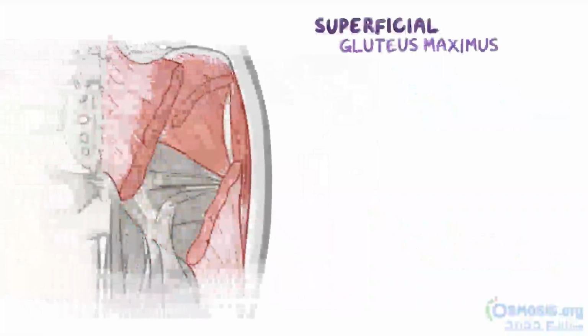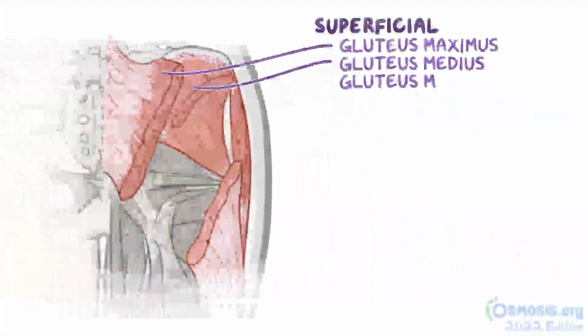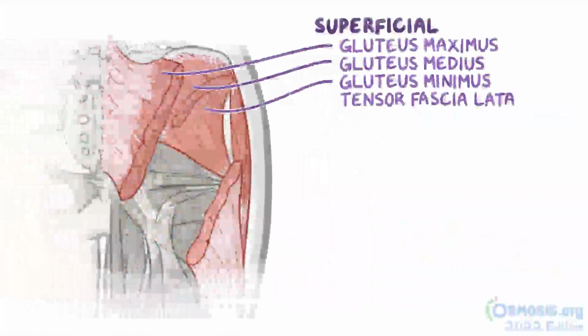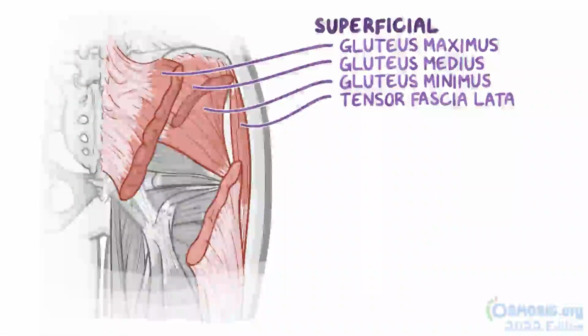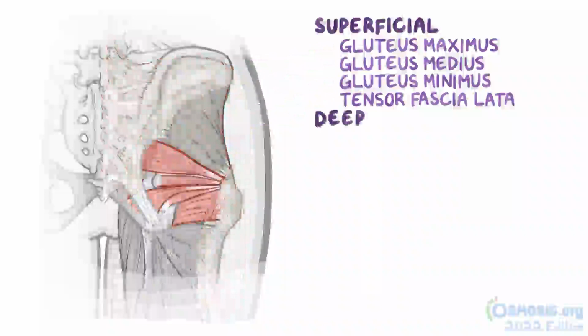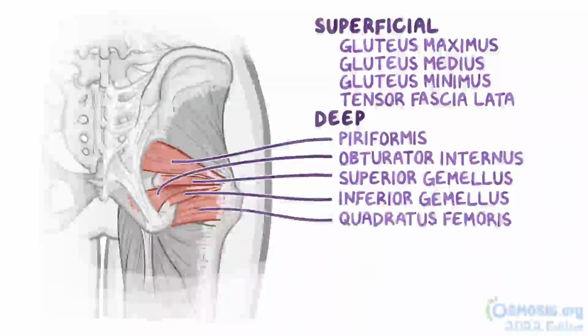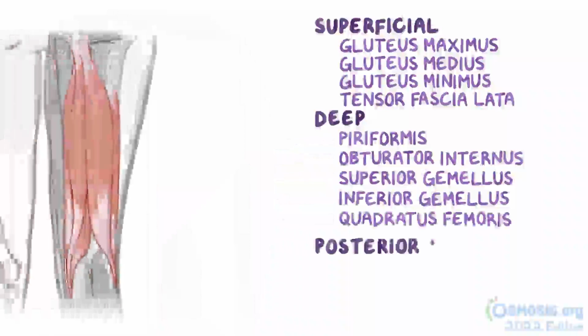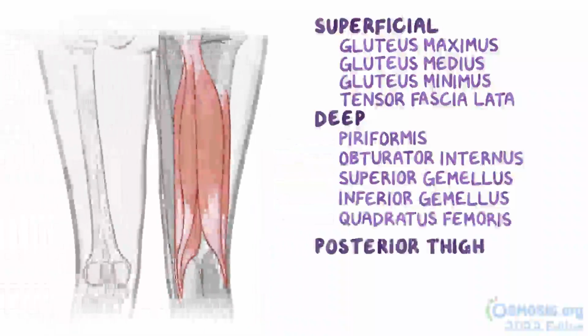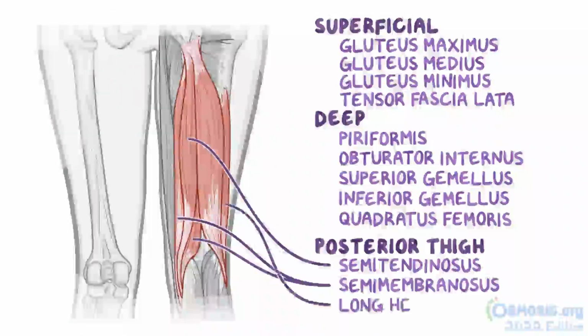The superficial muscles consist of the gluteus maximus, gluteus medius, gluteus minimus, and the tensor fasciae latae. The deep muscular layer of the gluteal region consists of the piriformis, triceps coxae, which is formed by the obturator internus and the two gemelli, and the quadratus femoris. The posterior thigh muscles are the three hamstrings, namely the semitendinosus, semimembranosus, and long head of biceps femoris.